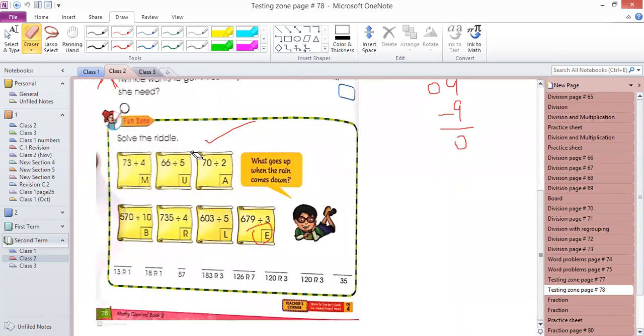And I give you homework, to complete it and solve the riddle. Here you will find the answer, umbrella. And make sure, guys, this must be 226 for E. 679 divided by 3. So the word here will be umbrella.